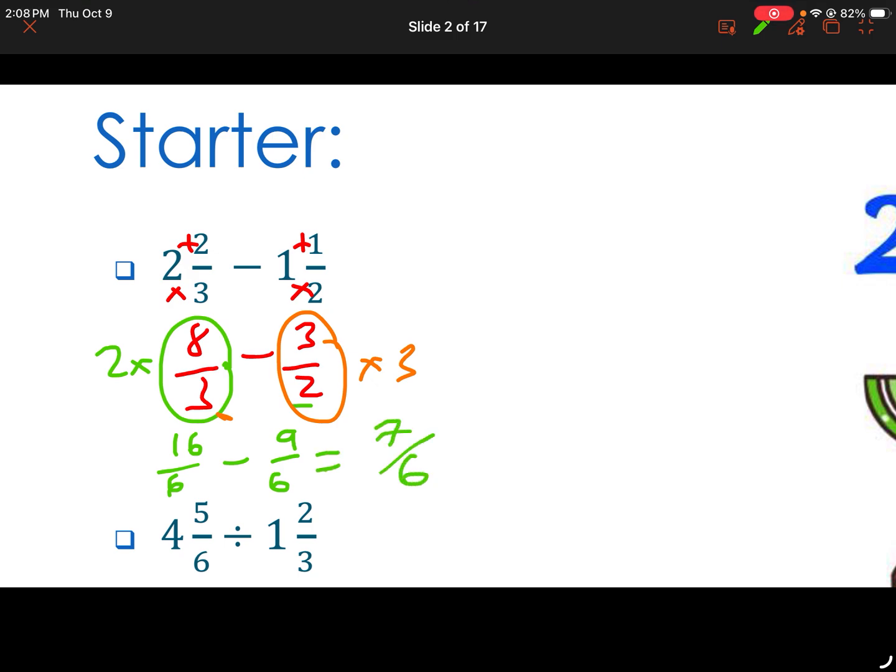And we spoke about this before. You should then turn that into a mixed fraction. So how many 6s go into 7 is 1 with 1 over 6. There's 1 and then 1 remainder, which is why there's a 1 on top.